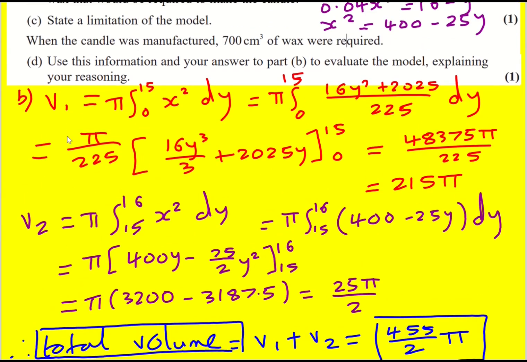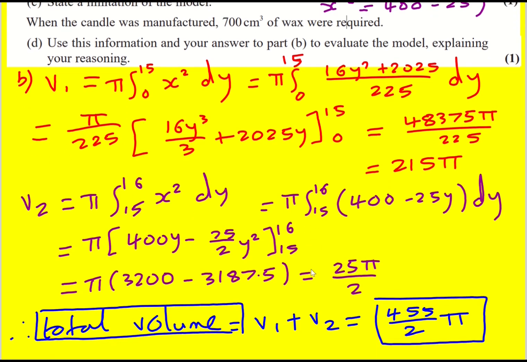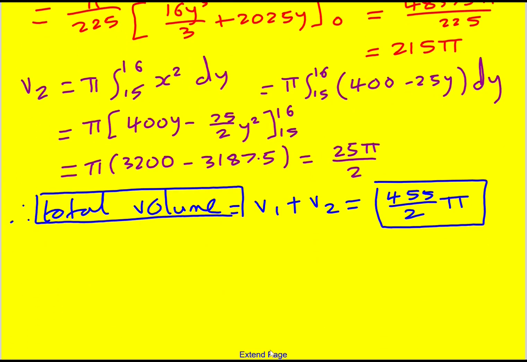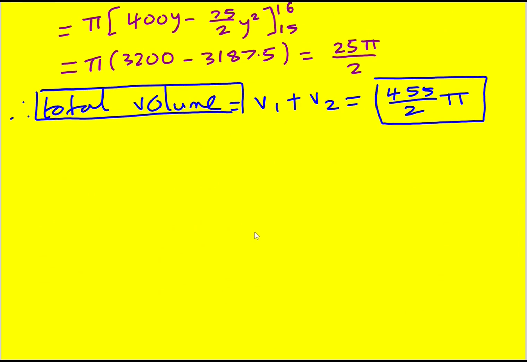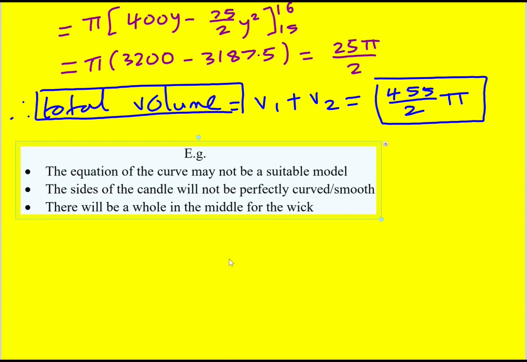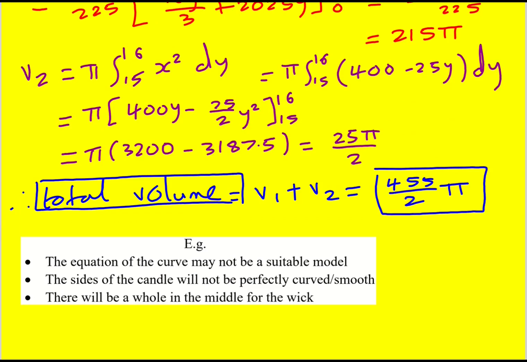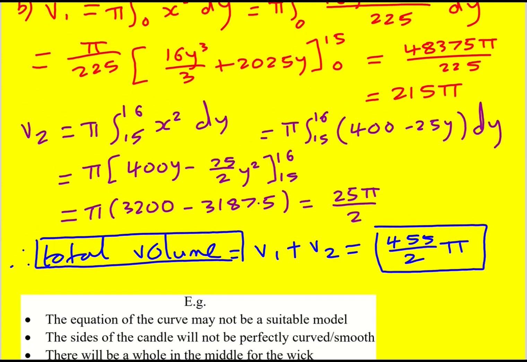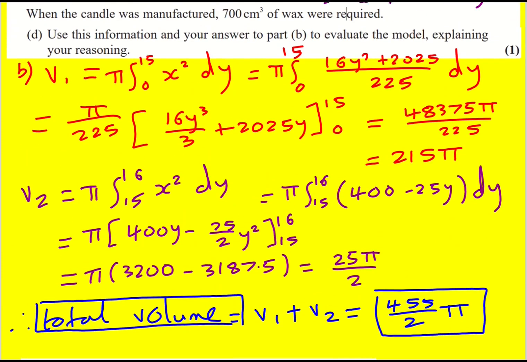Okay, and then we're asked to state a limitation of the model. So I wrote down that the candle may not be rotationally symmetric. That's the assumption we've made, just like we can take this cross section and rotate it, i.e. we're going to get a prism. Some other options are that you could say the equation of the curve may not be suitable. The sides may not be perfectly smooth. It might be jagged or something, and there will be a hole in the middle for the wick. There'd be other possibilities as well. They're not restricted to that, but these all sound good.